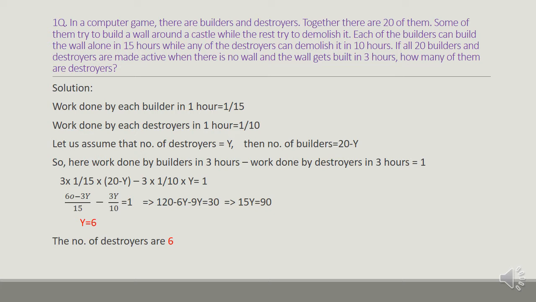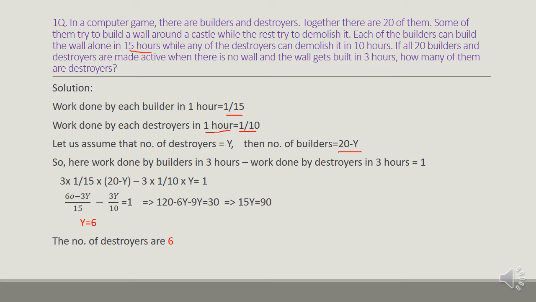Here we have to find the number of destroyers among those 20. Each builder can build a wall in 15 hours, so the work done by each builder in 1 hour is equal to 1 by 15. In a similar way, the work done by each destroyer in 1 hour is equal to 1 by 10. Let us assume that the number of destroyers is y. Then automatically the number of builders will be 20 minus y.